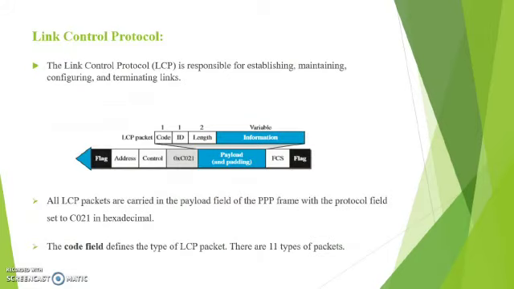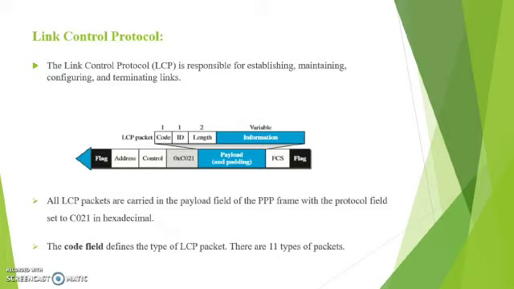First, we see about the link control protocol. The link control protocol is responsible for establishing, maintaining, configuring, and terminating links. This protocol is used only to handle the payload field. The LCP packet will contain code which defines the type of LCP packet. ID is the destination ID, then the length of the packet, and information stores the user information. All LCP packets are carried in the payload field of the PPP frame with the protocol field set to C021 in hexadecimal.